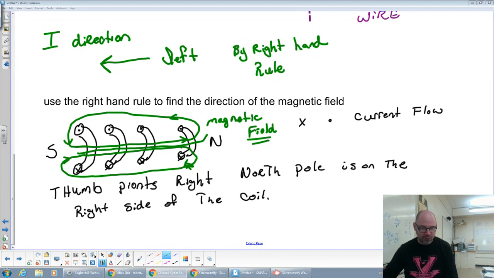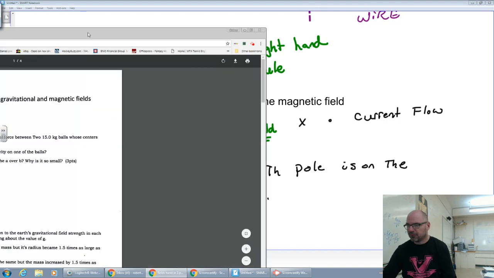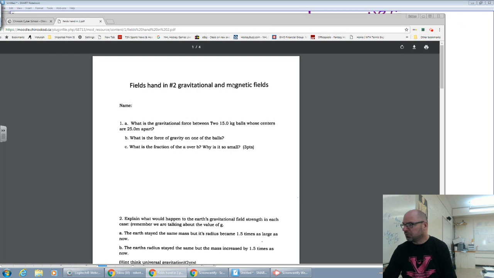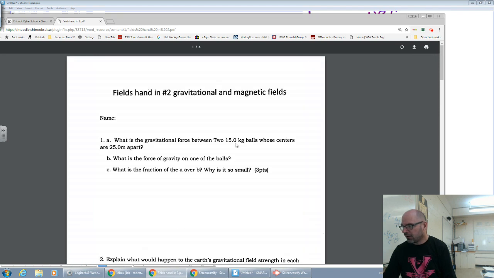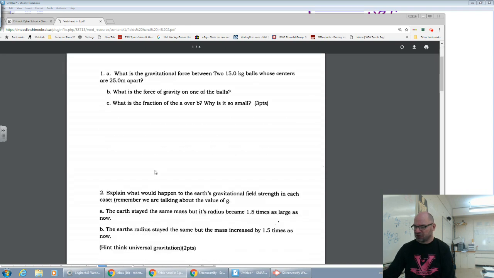Okay, so let's just open it up here for a second. Fields unit, and this one is in PDF form. Hopefully there's enough space on it. Hand-in number 2, gravitational and magnetic fields. I was going to split it into 3, but 2 works out good. The first one there is talking about Newton's law of universal gravitation.